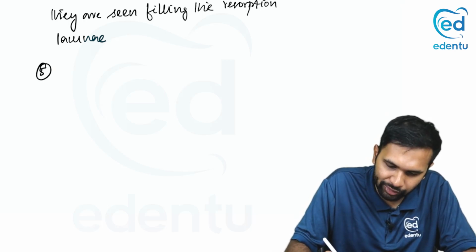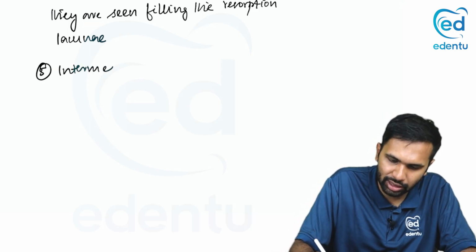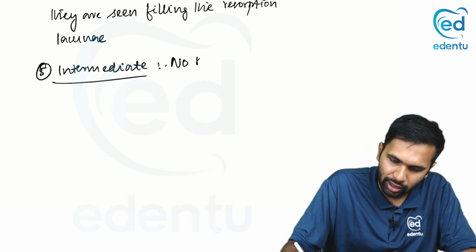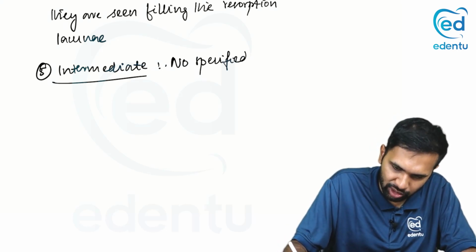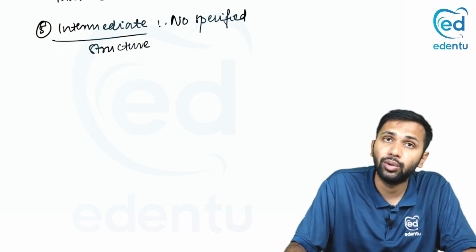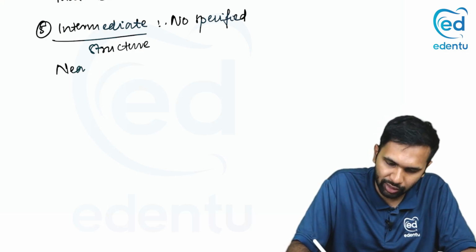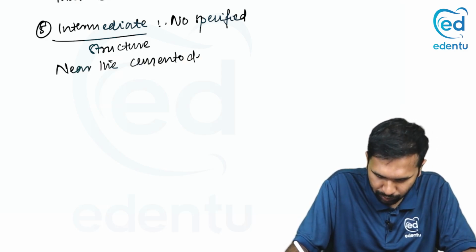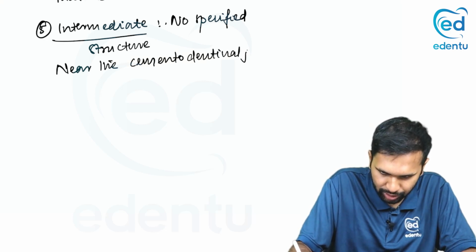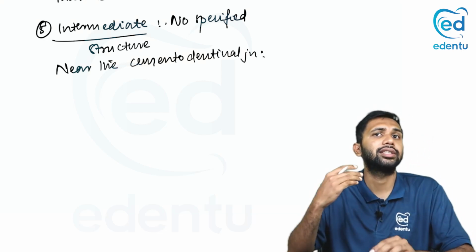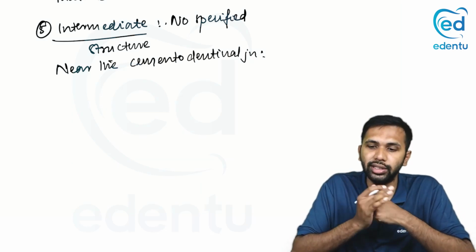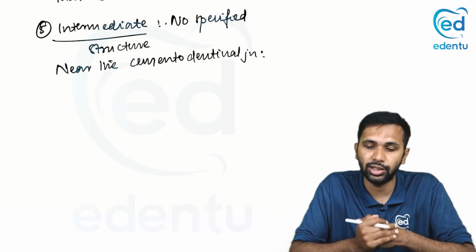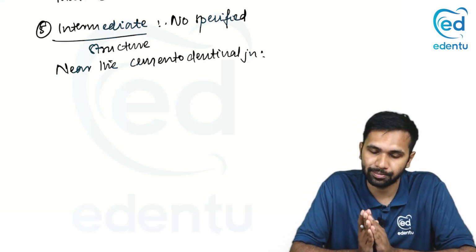And the fifth type of cementum is your intermediate type of cementum, which has no specified structure. It has no specific structure as such, and it is found near the cementodentinal junction. That is your intermediate type of cementum.